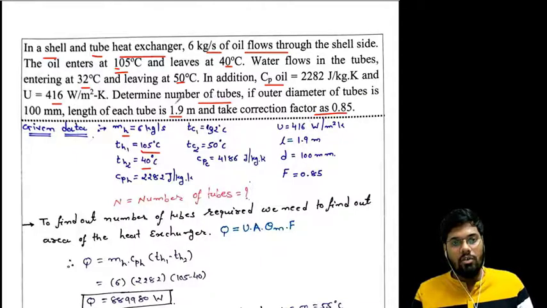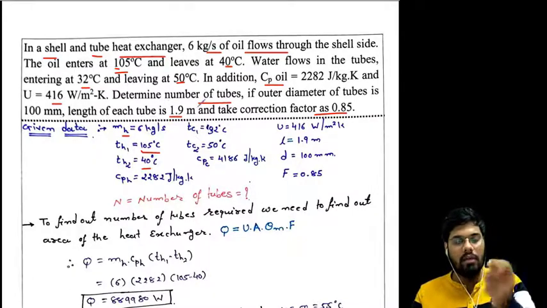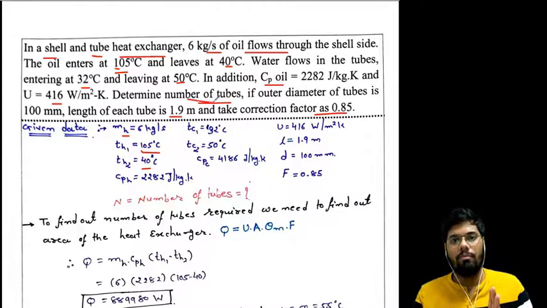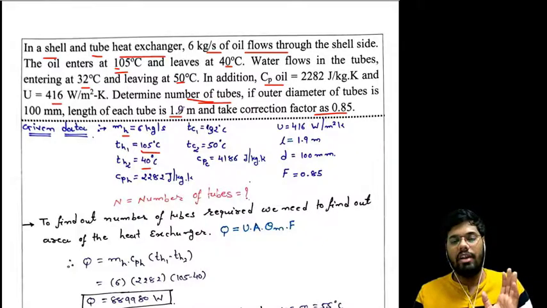So here, to determine the number of tubes, first we need to find out the area of the heat exchanger. Then we need to find out the surface area of one tube by using diameter and length. Then by dividing the total area of the heat exchanger by the area of one tube, we can easily find out how many tubes are required to compensate the total area of the heat exchanger.